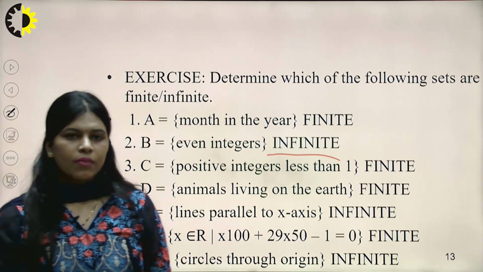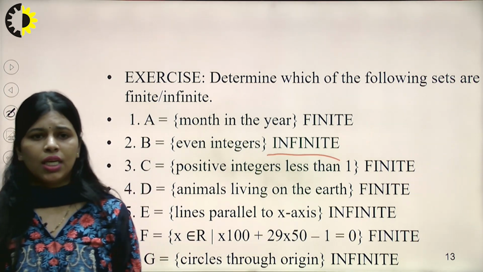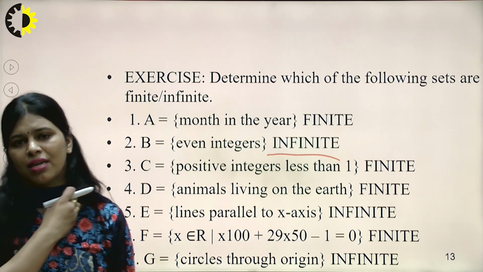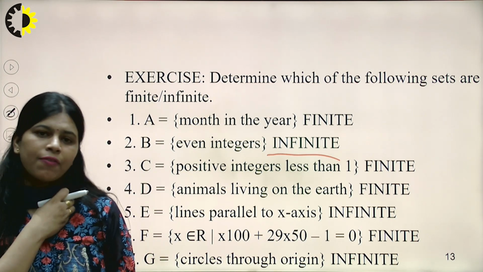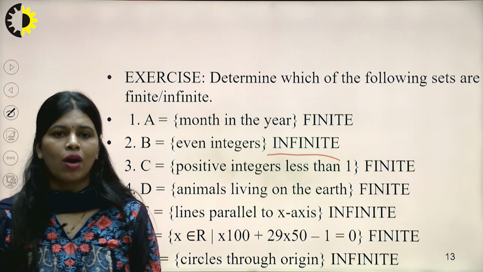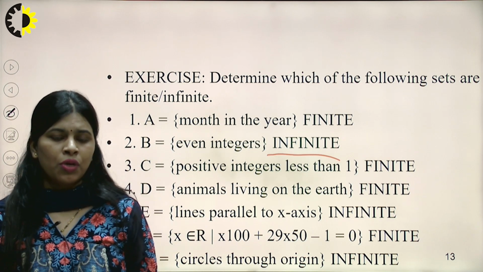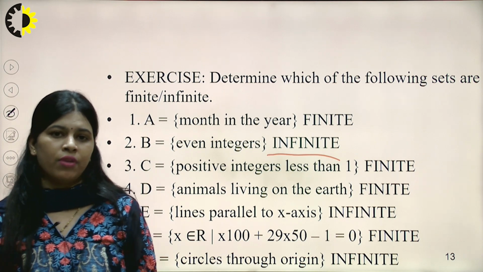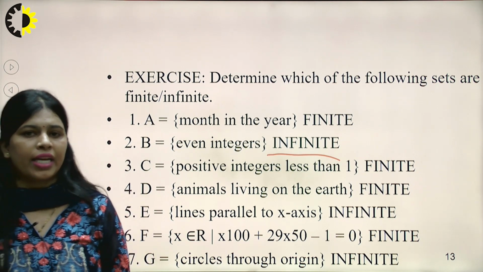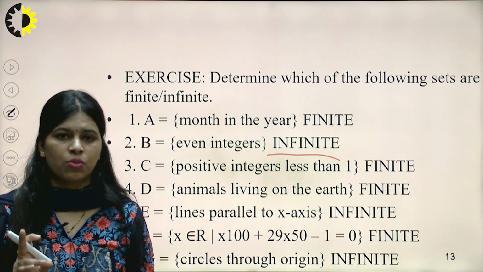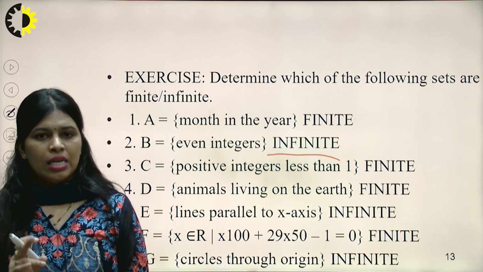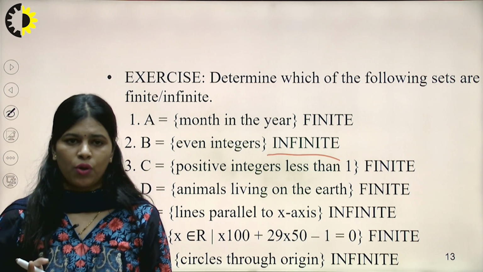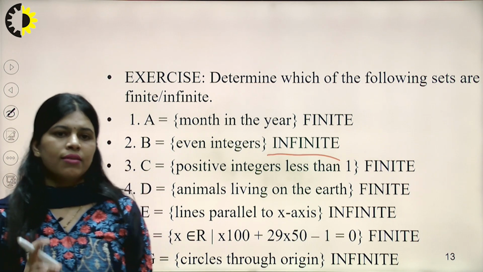Okay. Now, example C, equal to positive integers less than 1. So it may be considered finite because we all know what is meant by integer and what the value should be, less than 1. It creates all negative values like 0, -1, -2, up to minus infinity. So it may be finite, means we can count the number of values presented in set C.